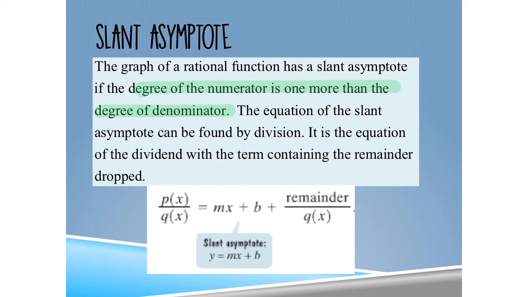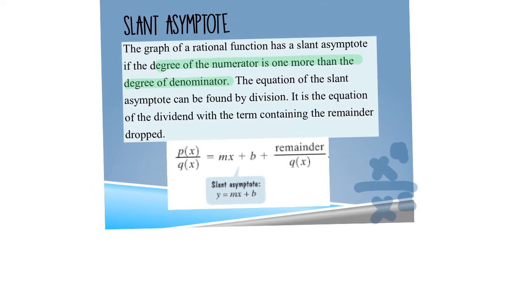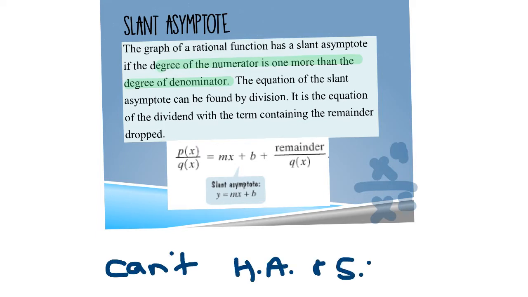If it's more than 1 different, so if it was like x to the 4th over x to the 2nd, there is no slant asymptote, okay? It has to be 1 different. Because the top has to be bigger than the bottom, you cannot have both horizontal asymptotes and slant asymptotes. You can only have one or the other or neither. If it was like an x to the 4th over an x to the 2nd, there would be neither.